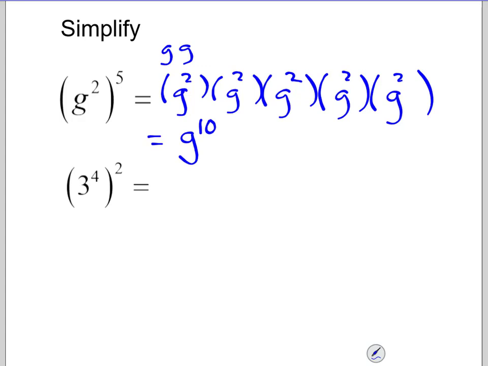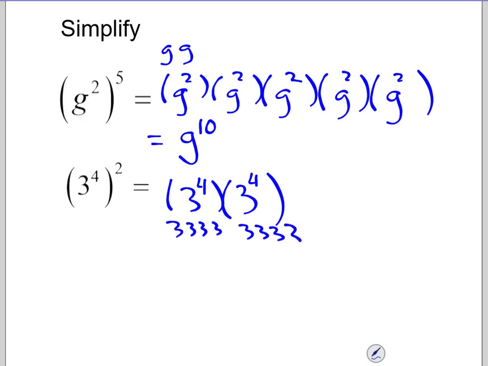Okay, now down here we have, again, 3 to the 4th. We would have 2 of those brackets. That means there are 4 3's multiplied together in each one of those, for a total of 8 3's being multiplied together. Okay, and again, we could just check that. We could multiply those two values together, and we get to our final answer.